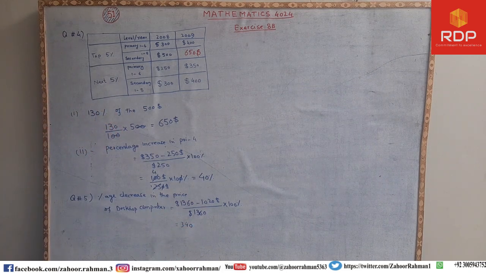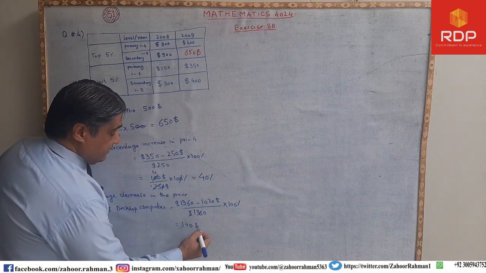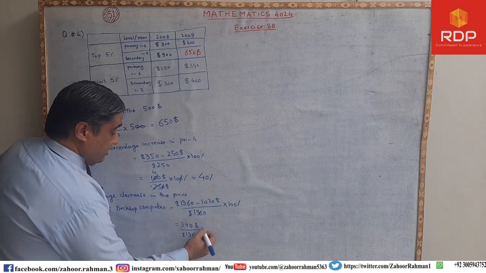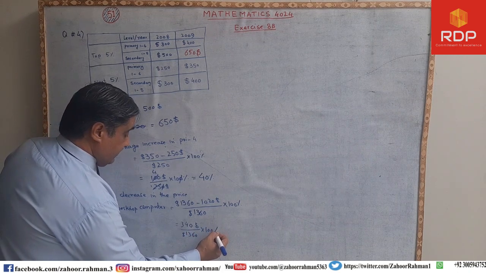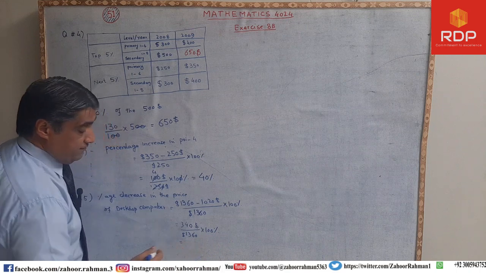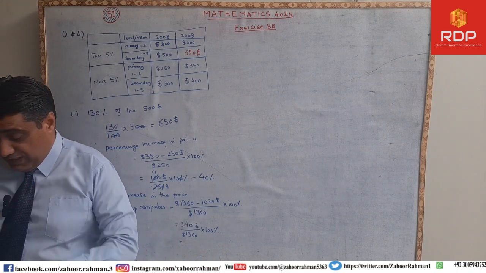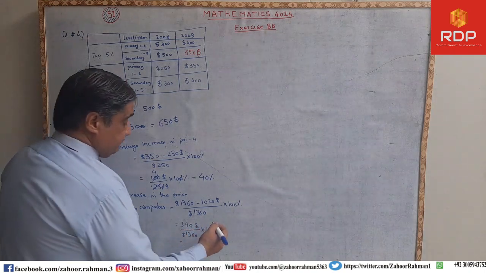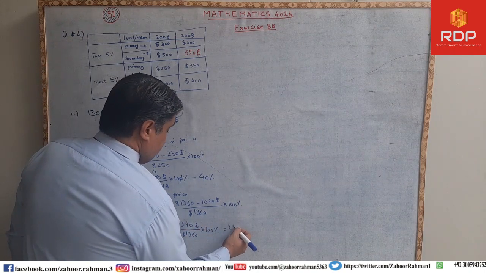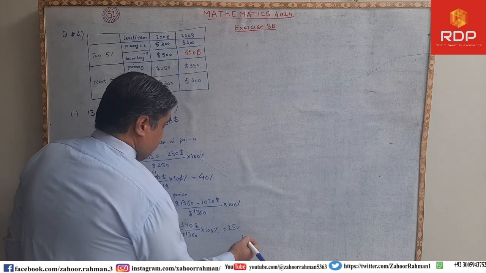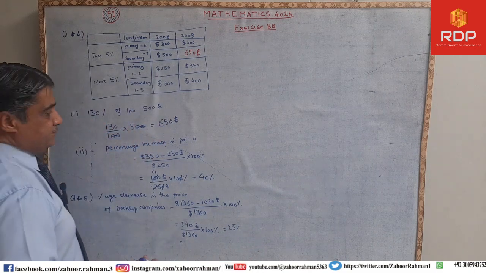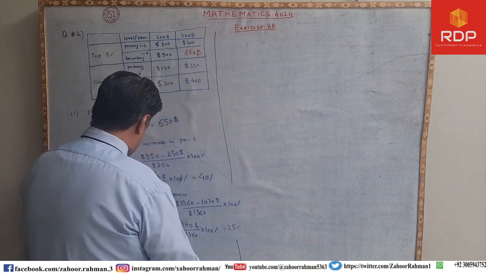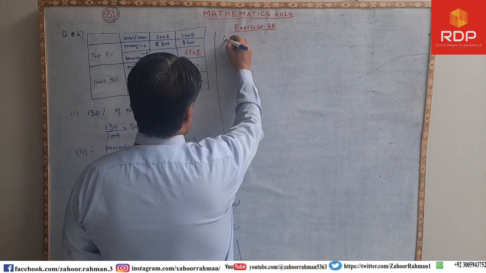So $340 divided by $1360 multiplied by 100%. And when we calculate this value, we are getting 25%. You can calculate this on the calculator. So that was the whole story about question number 5.